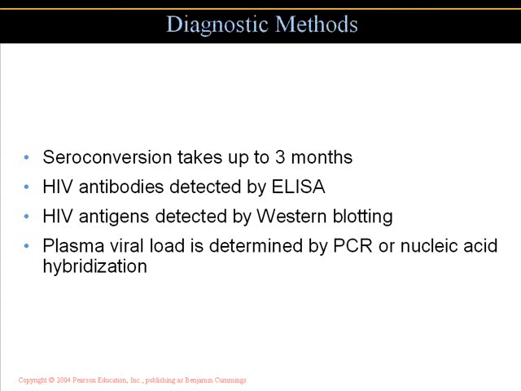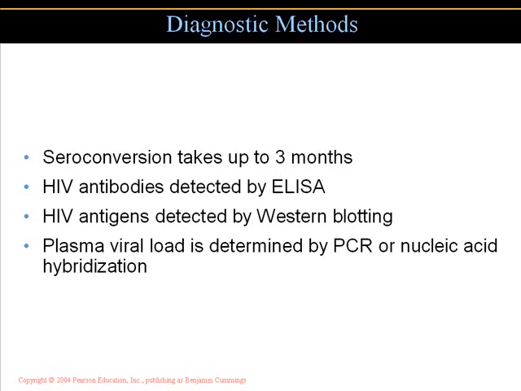Again, seroconversion takes up to 3 months. If you recall when I showed you the graph, I told you rarely would an individual have full-blown AIDS within a month after exposure. Seroconversion can take up to 3 months to occur. Now, it may occur quicker than this, but most commonly we see a 3-month mark. HIV antibodies are detected by ELISA, as we discussed earlier. HIV antigens can be detected by Western blotting, which we also discussed earlier.